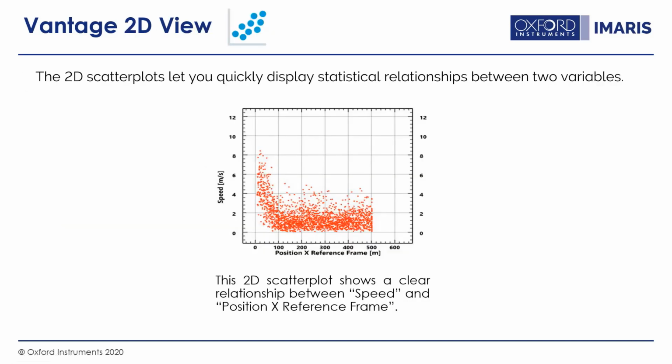The Vantage 2D view creates a scatter plot. It lets you quickly display statistical relationships between two variables. So in this example, we see a clear relationship between speed and the position X with a reference frame which the user has placed. So the objects closer to the reference frame have a higher speed.